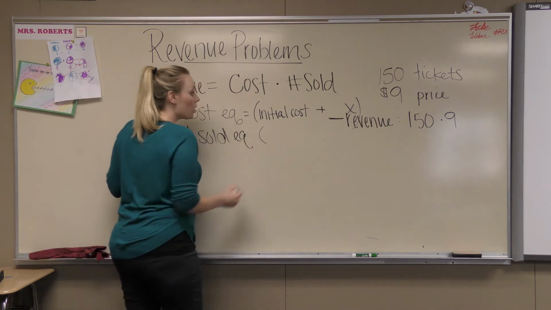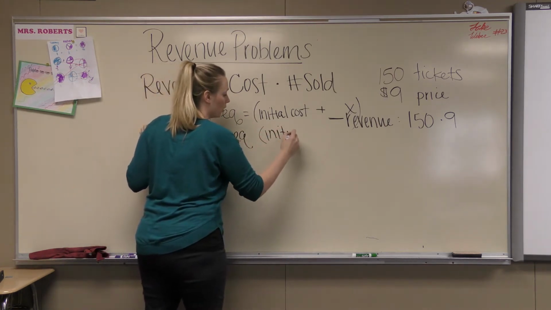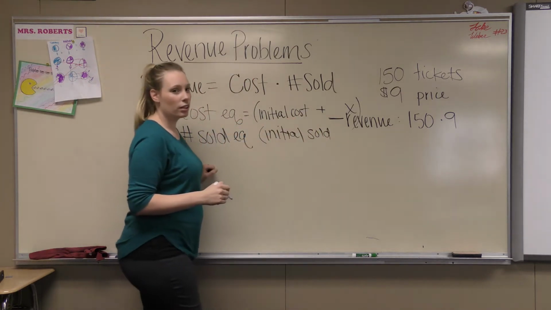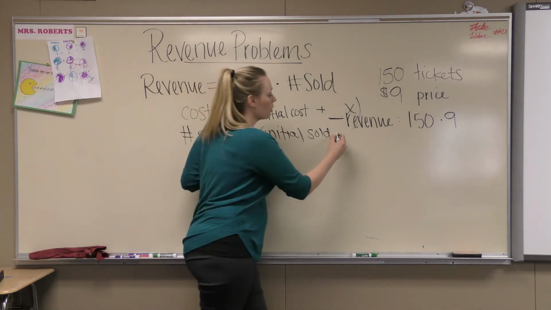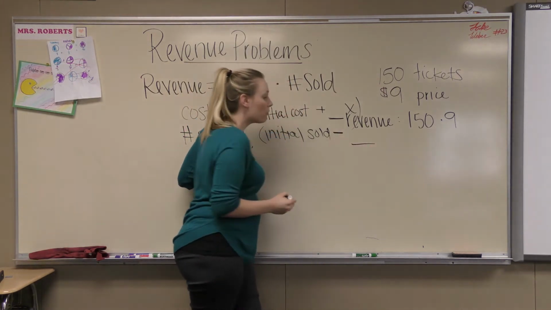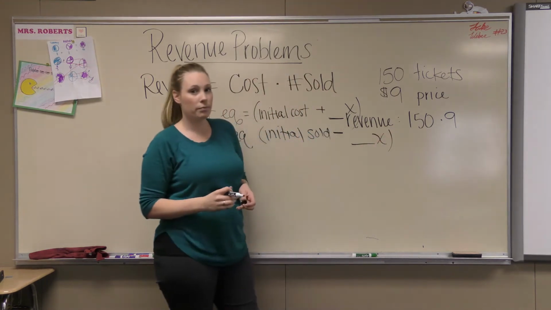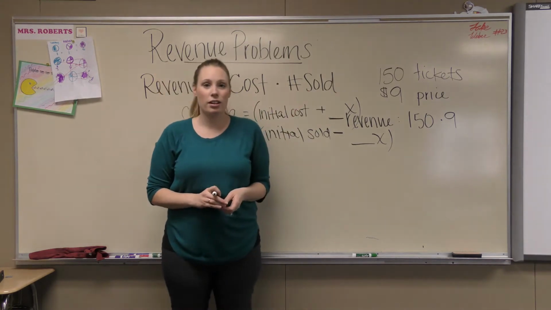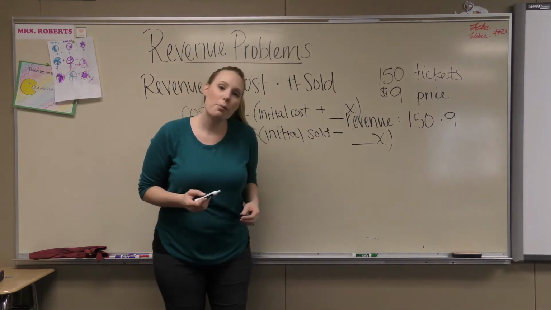For numbers sold, generally, you're going to have an initial amount sold, but with every increase, fewer people are going to buy. So you're going to subtract whatever amount it's going to decrease by X. You'll take these two equations and you'll multiply them together. And that's how you're going to find the revenue. So let's work on a couple of examples together.